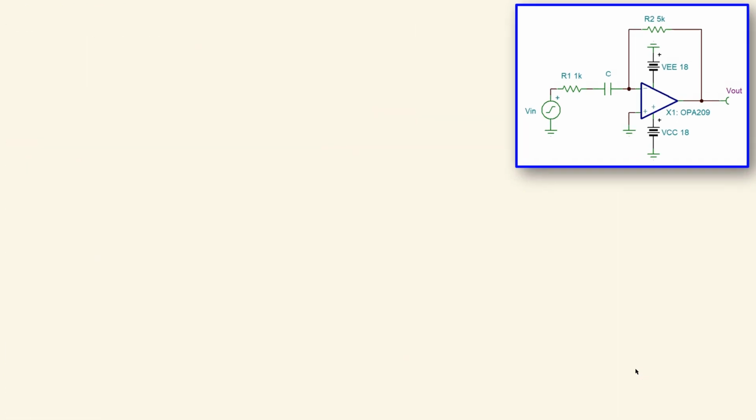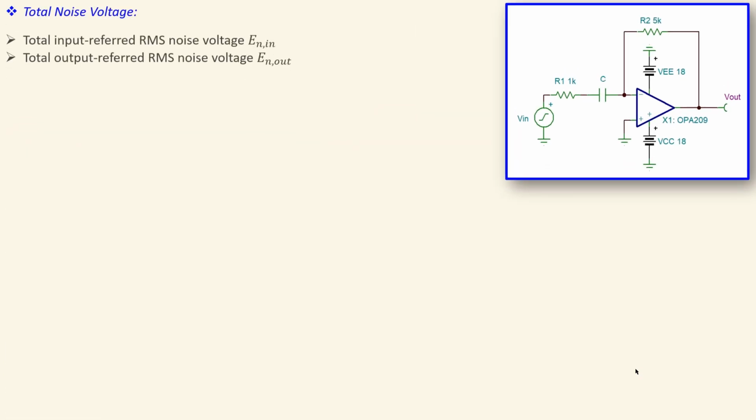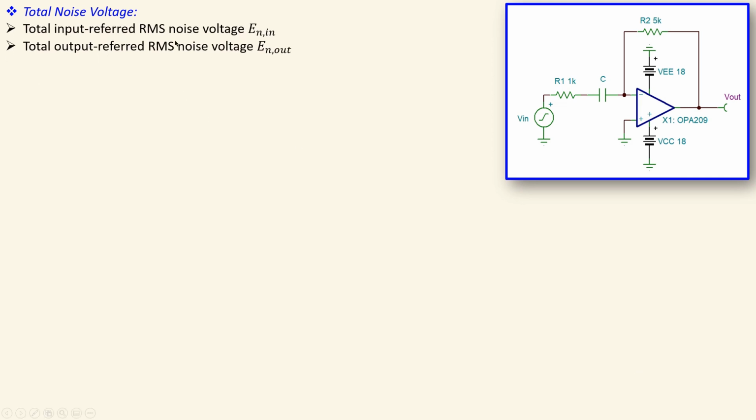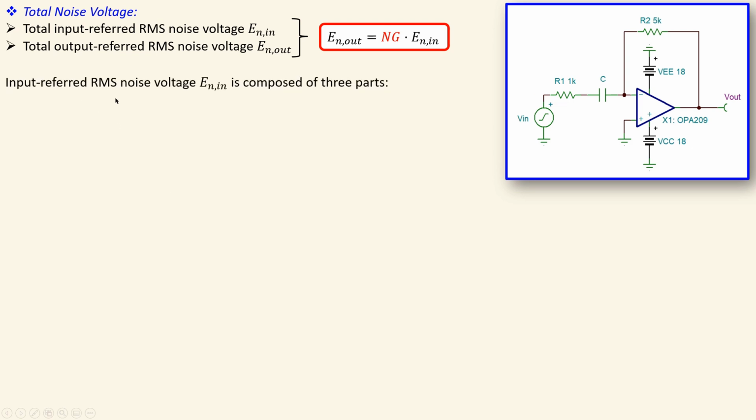Okay, now let's continue with the total noise. It is determined by the input referred RMS noise voltage, which we want to determine, and the output referred RMS noise voltage will be the result of this input referred RMS noise voltage. The relation between these two is given by this very familiar expression, where you see noise gain again, because the output referred RMS noise voltage is the noise gain times the input referred RMS noise voltage.